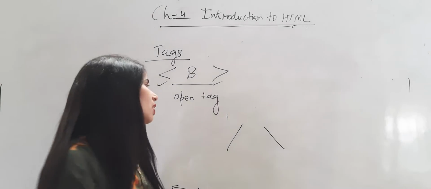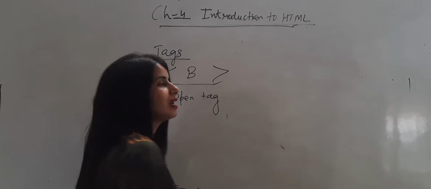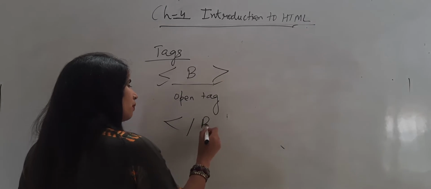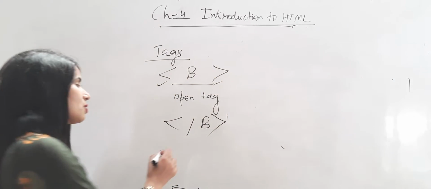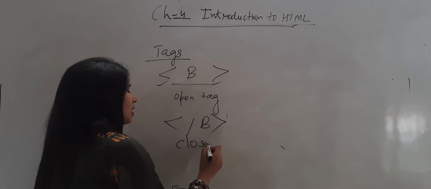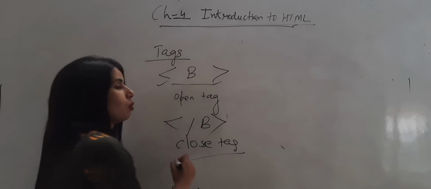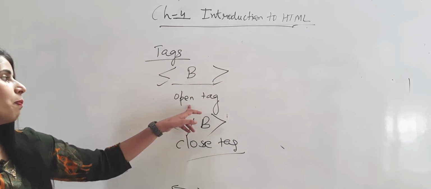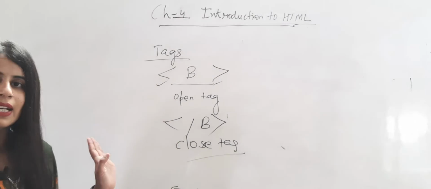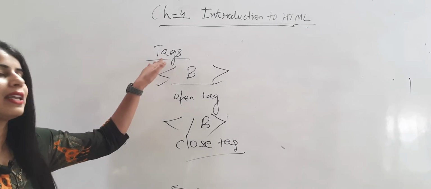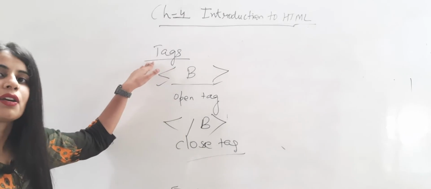How are we going to use it? Suppose the B tag is there. If we are closing it, before this B I will use this forward slash. So it will be the close tag. It is the open tag and it is the close tag. These are the two tags that are required for any tag coding.